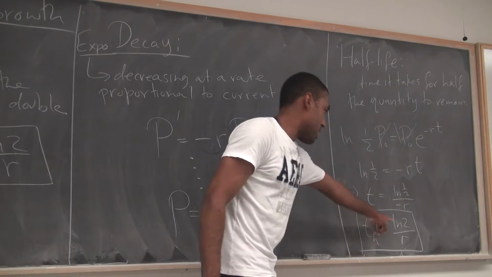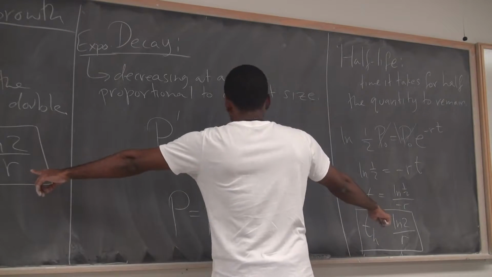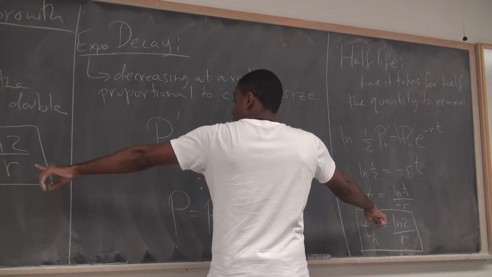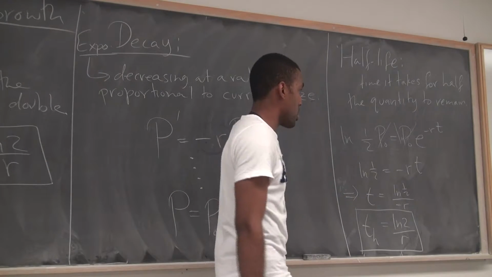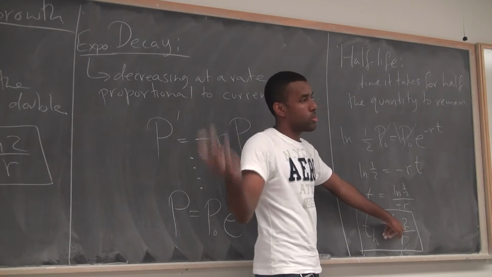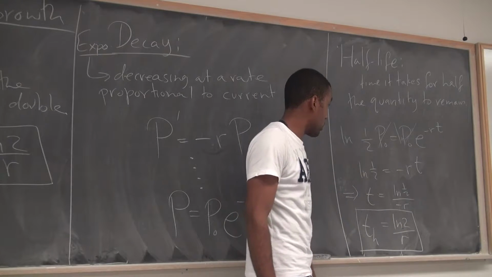So I like writing it like this because you only sort of remember a formula once. It just depends on what context you're in, but it's going to be ln 2 over R. The time to become a third is ln 3 over R, so on and so forth.